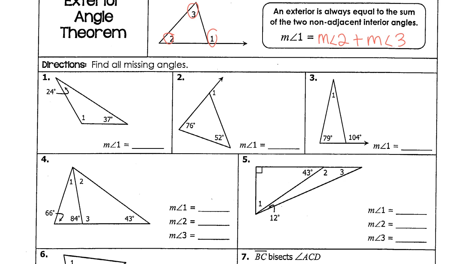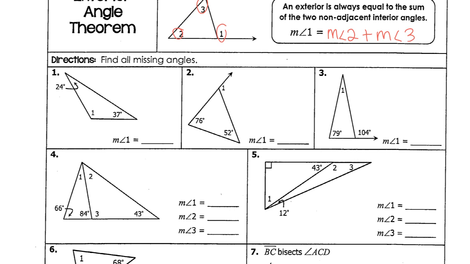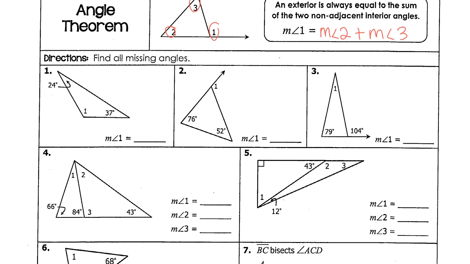Our job is to find some of the missing angles. So again, remember that all three angles added together equal 180 degrees. So if you add 24 and 37 together and subtract from 180 degrees, you get 119.